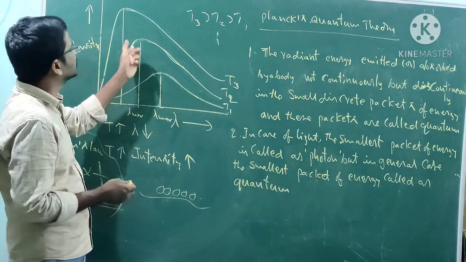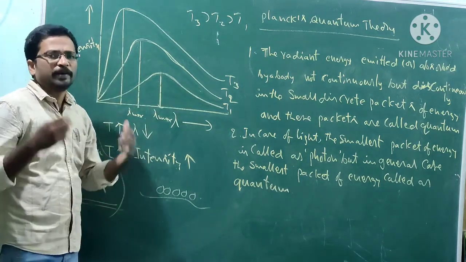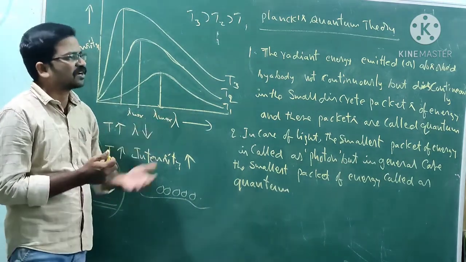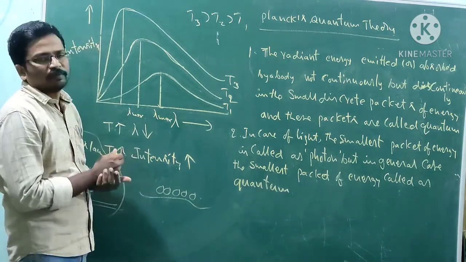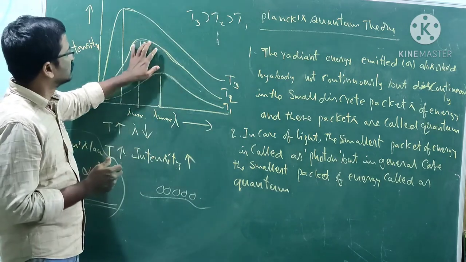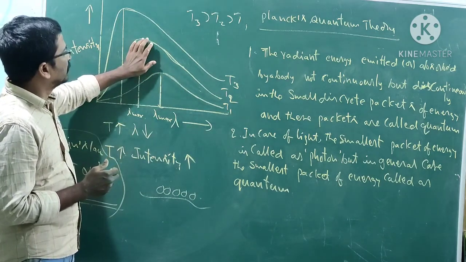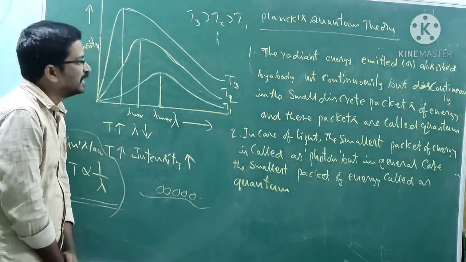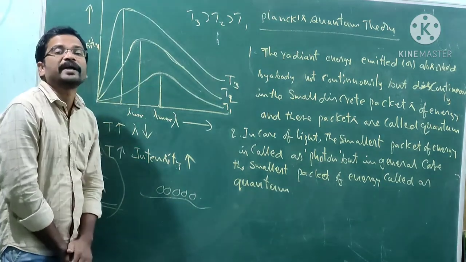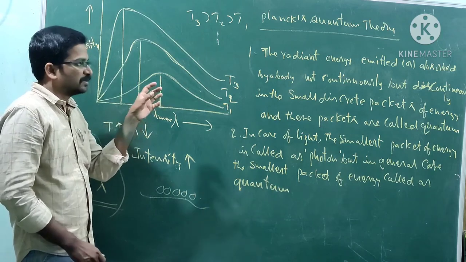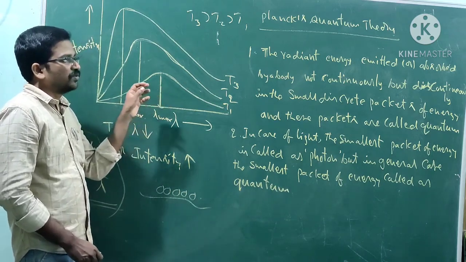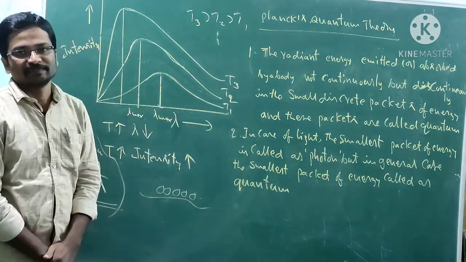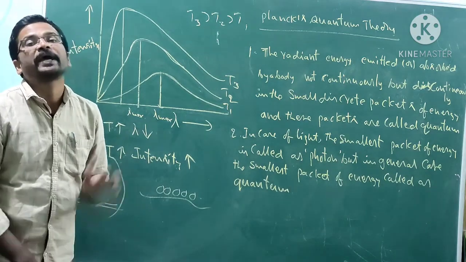Intensity also increases when increasing the temperature, because the number of quanta, the number of packets, increases. Packets are known as quantum. The number of quanta increases, so that is the reason the intensity increases. This is the way he explained the particle nature of electromagnetic radiation. The emitted radiation is not a continuous wave; the wave contains packets of energy.